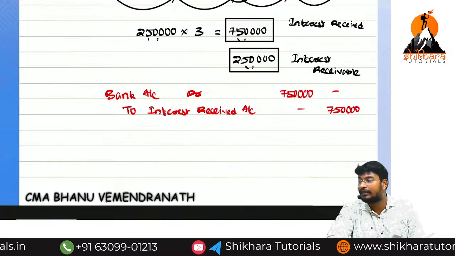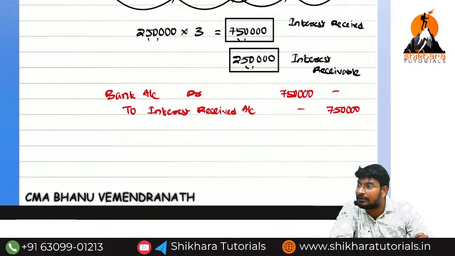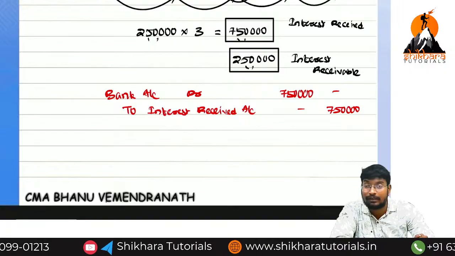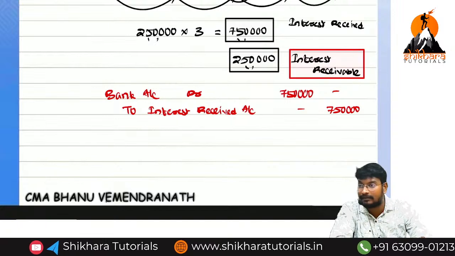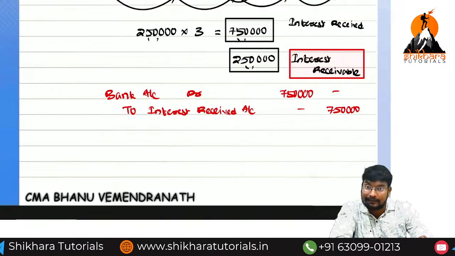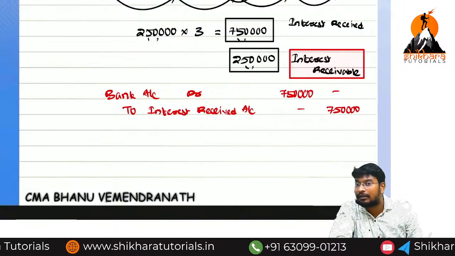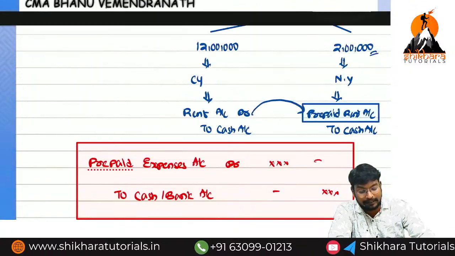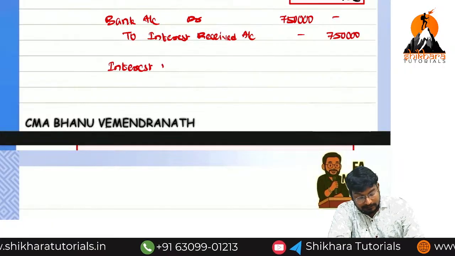7,50,000 we have received during the current year. But 2,50,000 we are not receiving. So is this interest receivable an asset or liability? Asset. Which balance? Debit balance. Increases or decreases? Increases. So we debit. On the credit side, what do we need to write? Interest. So what is the entry for the interest receivable? Interest receivable account debited to interest.